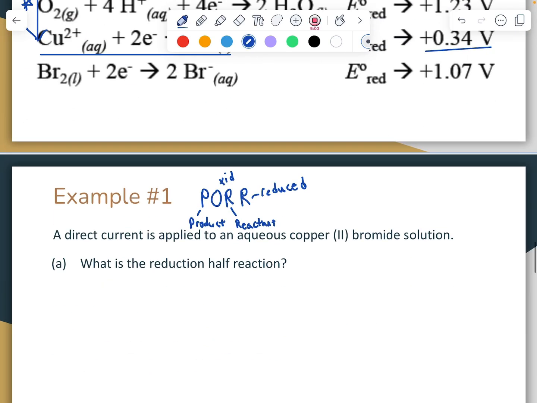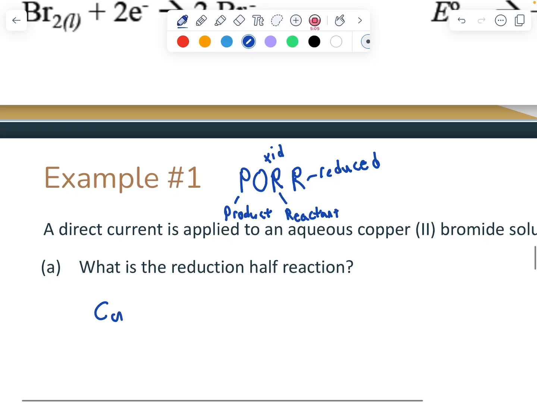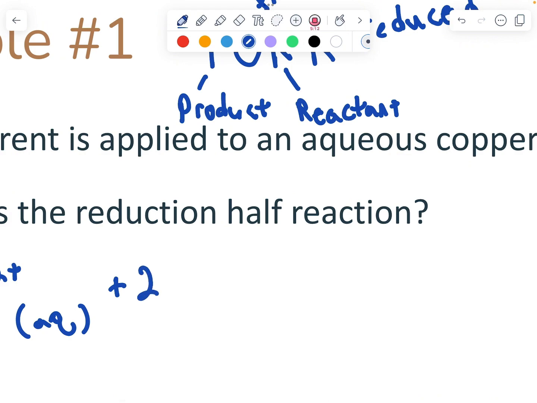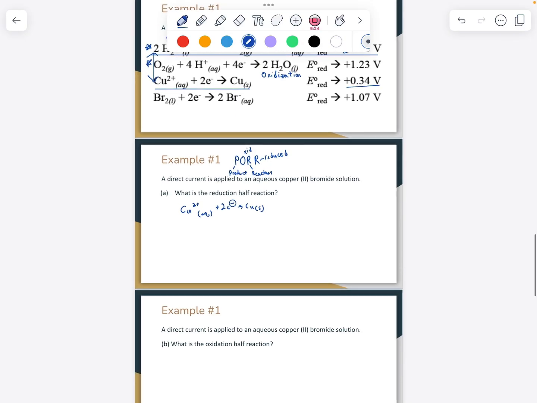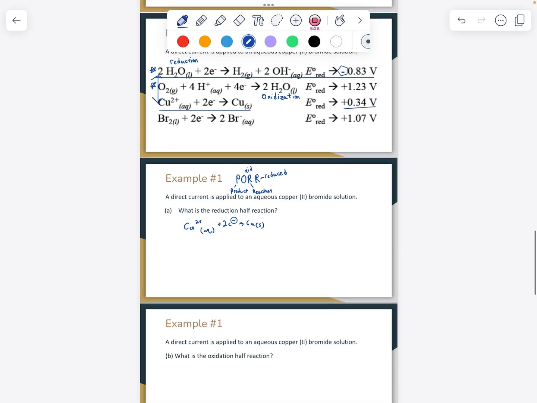So we will say that our reduction half reaction is copper 2 positive, aqueous, plus 2 electrons, yields copper solid, I believe. Okay, and then same deal, we need to find the oxidation half reaction.